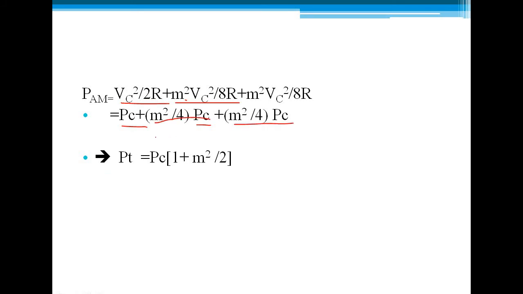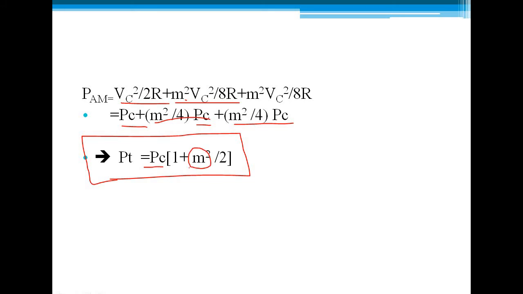And the total power, we are having this term, and after solving this, my total power comes out to be PC times 1 plus m square by 2. So this is the formula for finding the total power of a DSB-FC signal. So the total power is equal to PC times 1 plus m square by 2. So from this formula we come to know the total power depends upon the power of the carrier and the modulation index.